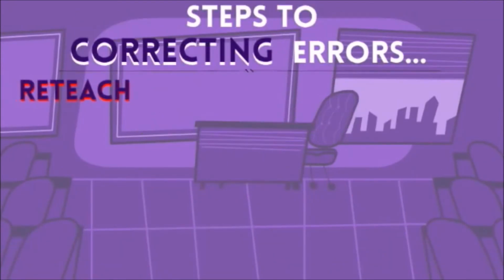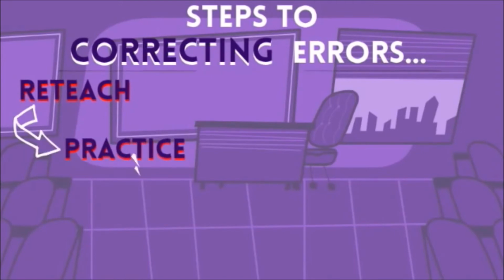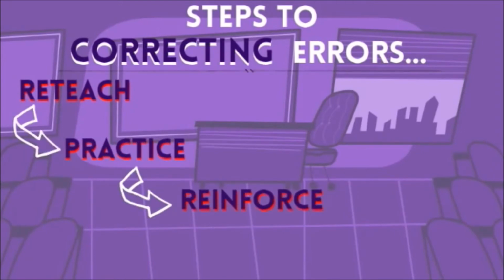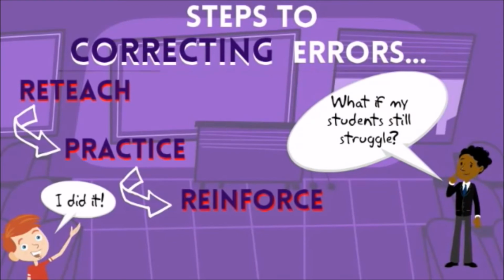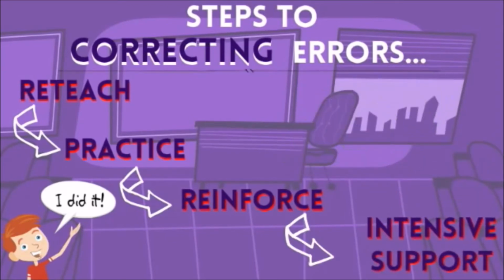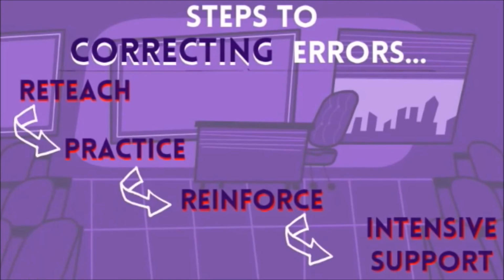When students make behavioral errors, remember to correct those errors just like we correct academic errors. First, we reteach the expected behavior. We provide additional practice for those students who need it. We always reinforce as soon as we see the correct behavior so students will know that they've done it correctly. If the students continue to make errors, we follow up with more intensive support, but not until we've tried reteaching and reinforcing the appropriate behavior whenever we see it.